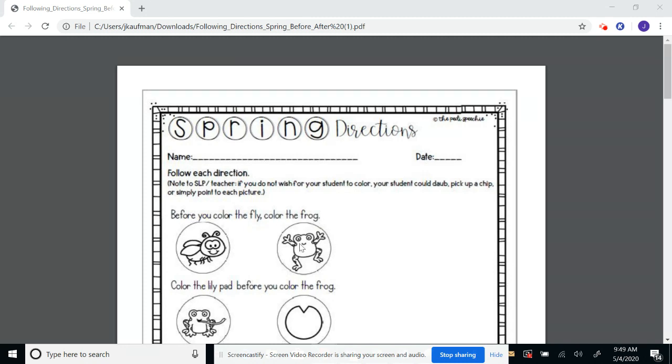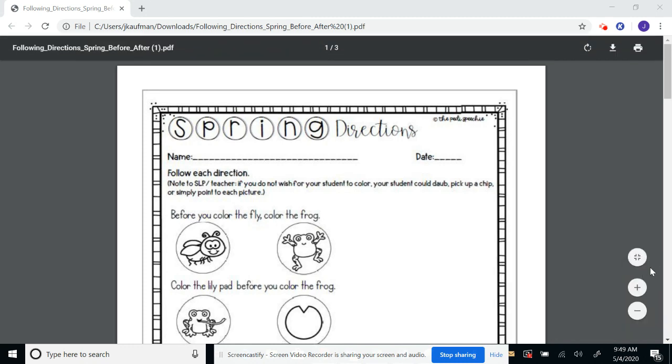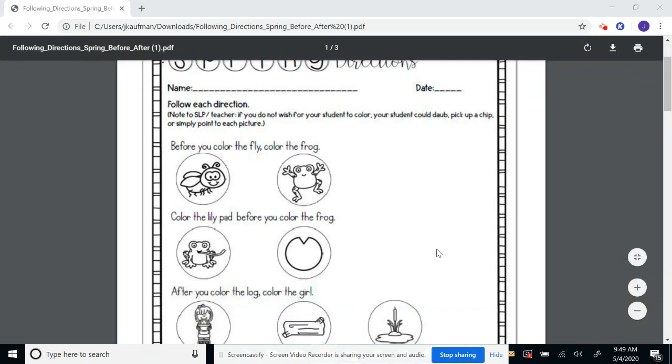So you would either color this if you have it printed out, or if you're just doing this on the computer, you can just point to the frog. And then after you color the frog, you're going to color the fly, because the direction said before you color the fly. So first you need to color the frog before you color the fly.